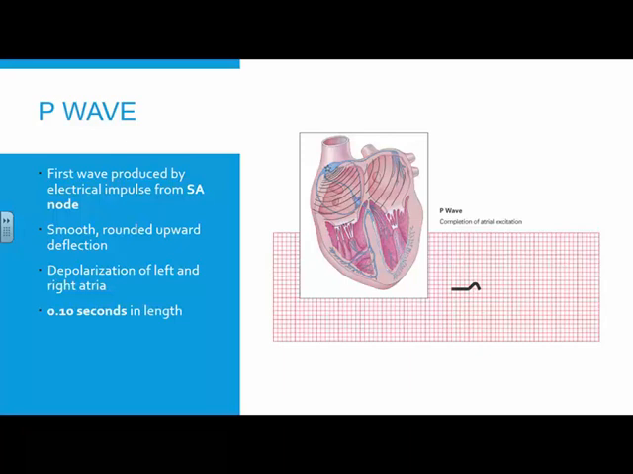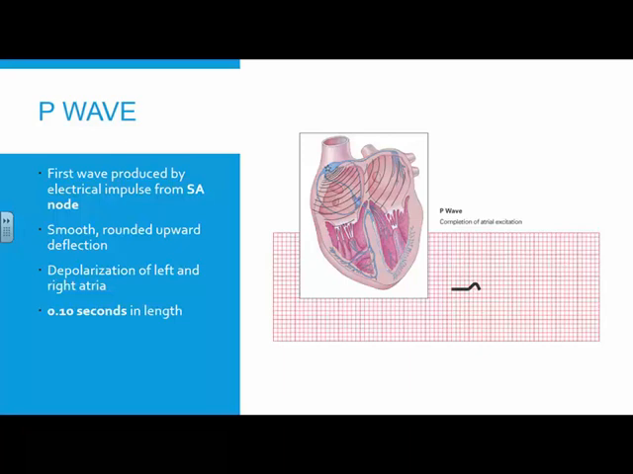How would I measure 0.10? Well, I'm going to find the start of the P wave. We count how many blocks until the end, so it's 2.5 blocks. So that gives me what? 0.10, right? 0.04 plus 0.04 plus 0.02, because it's half of a block, gives you 0.10.